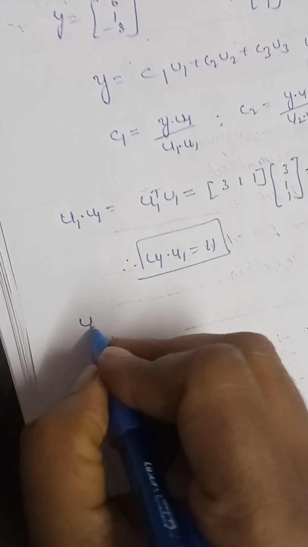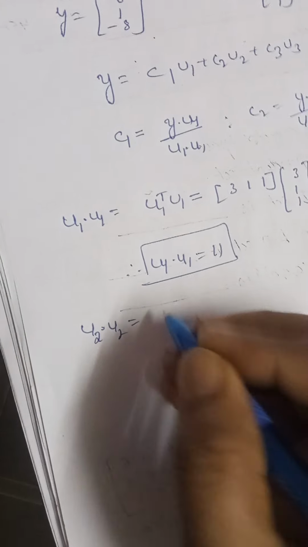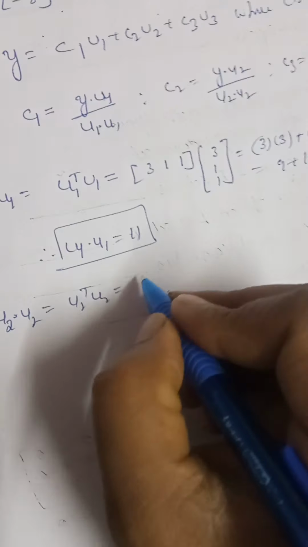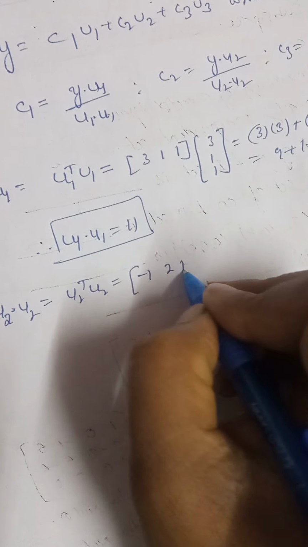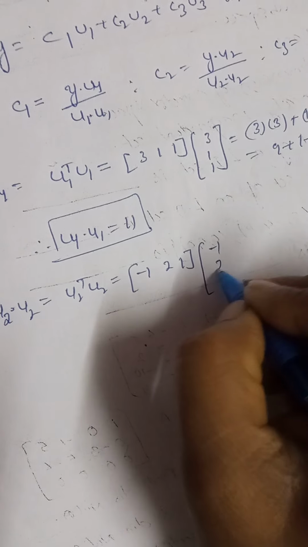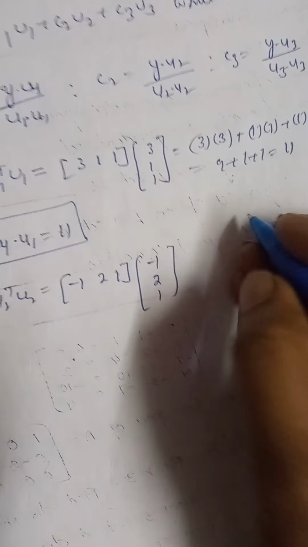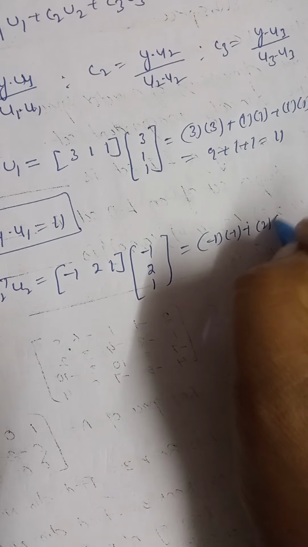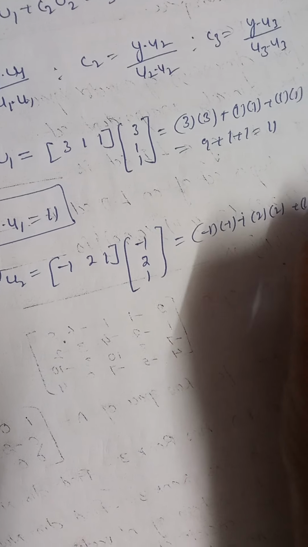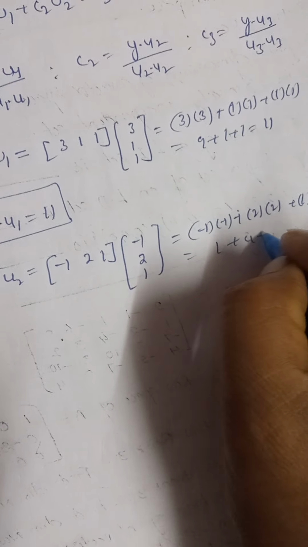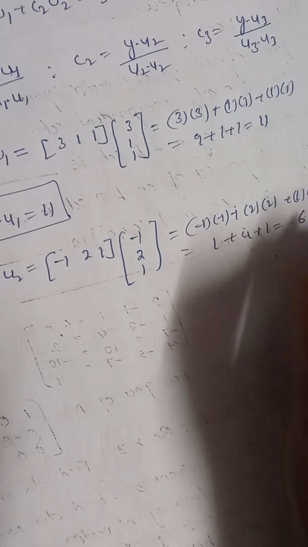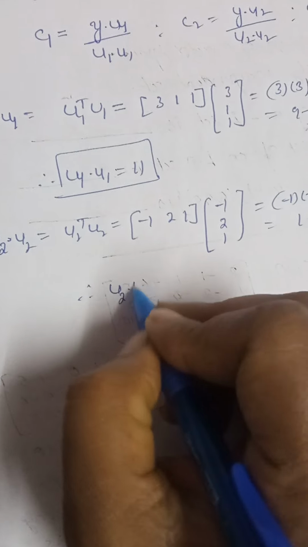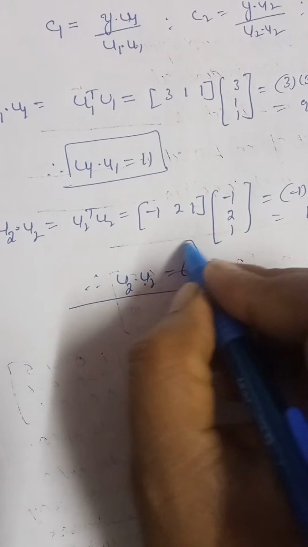Next, we need to find u2·u2. That is u2 transpose u2. What is u2? (-1, 2, 1). Now, multiplication: -1 into -1 plus 2 into 2 plus 1 into 1, which is equal to 1 plus 4 plus 1, which is 6. Therefore, u2·u2 is equal to 6.